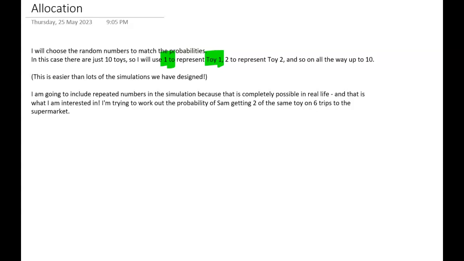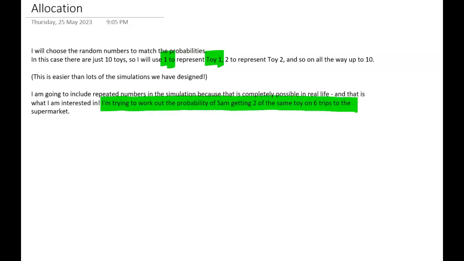The next thing to think about is whether we're going to have repeated numbers in my simulation. And I definitely want to do that here, because in real life, that's kind of what I'm interested in, right? I'm trying to work out the probability that Sam gets 2 of the same toy on 6 trips to the supermarket. So I have to put repeated numbers in. The whole thing totally doesn't make sense if I don't do that.